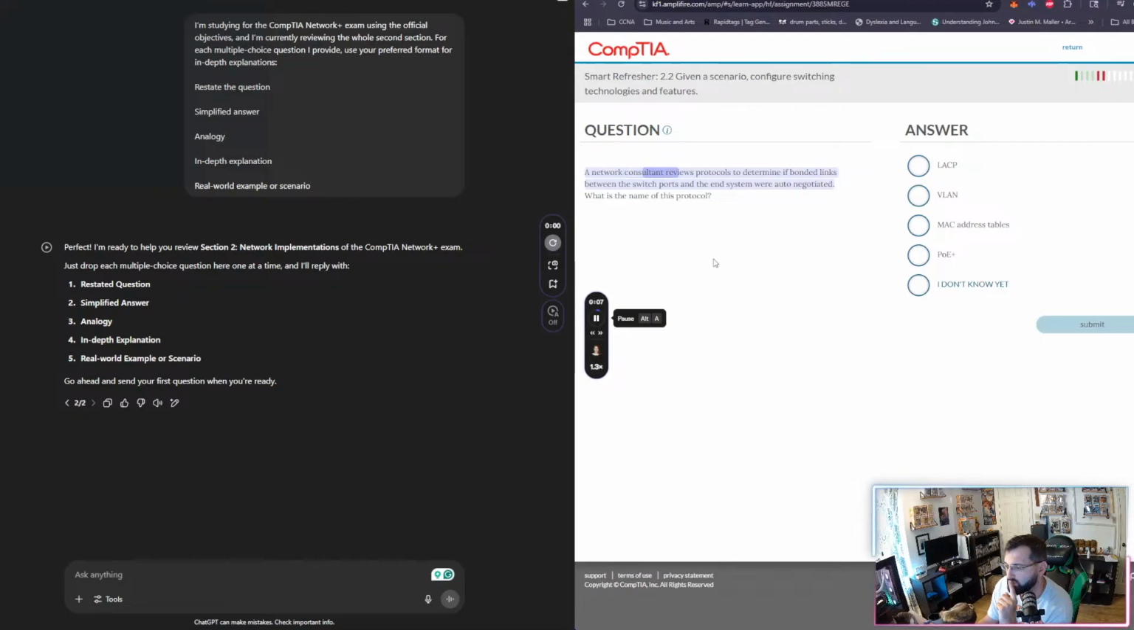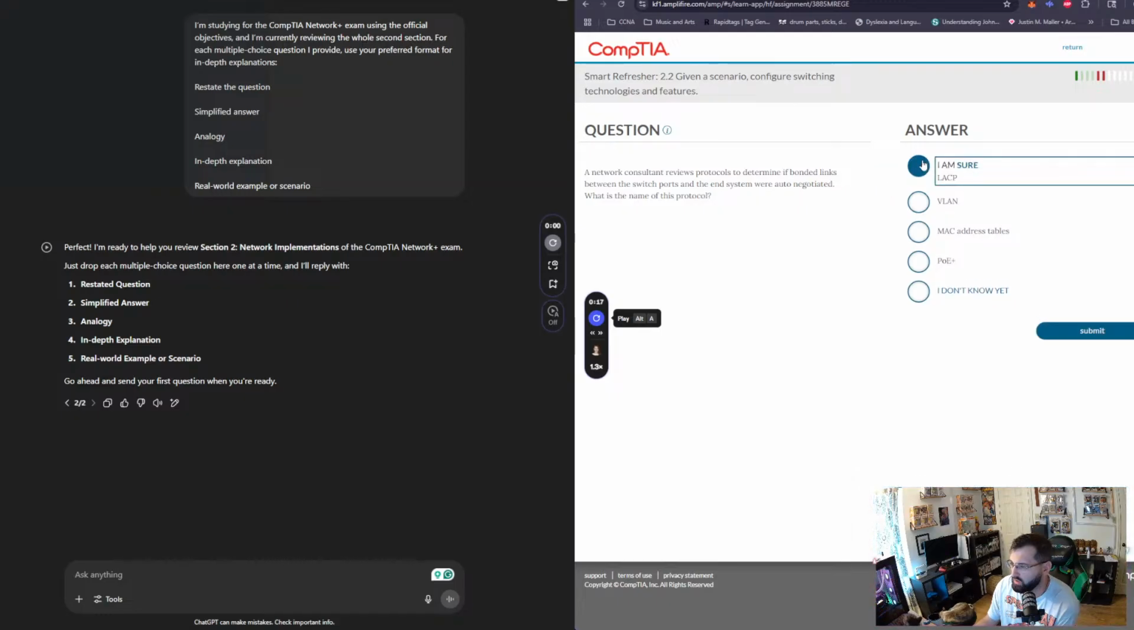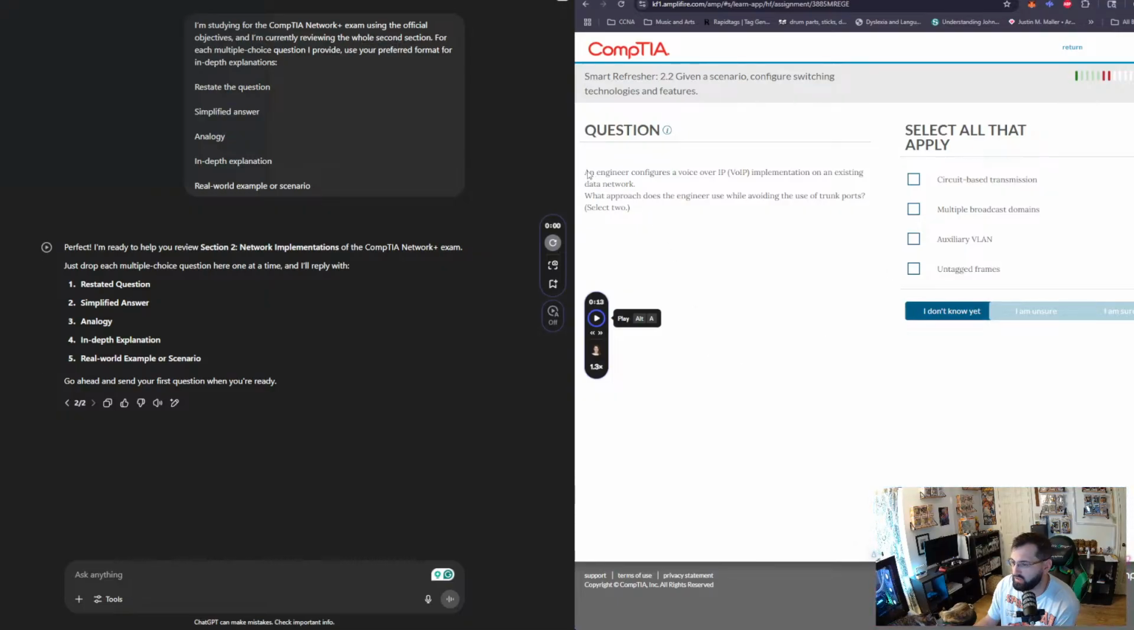A network consultant reviews protocols to determine if bonded links between the switch ports and the end system were auto-negotiated. What is the name of this protocol? I'm pretty sure it's LACP, but I don't know what that is. I just use process of elimination.